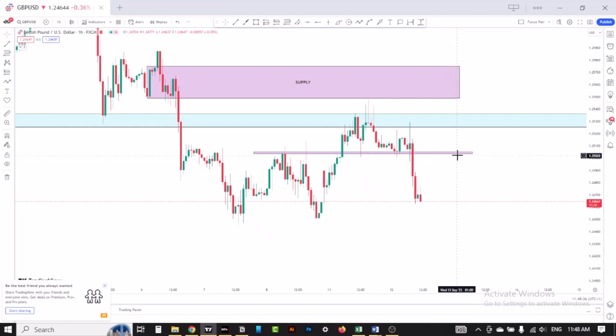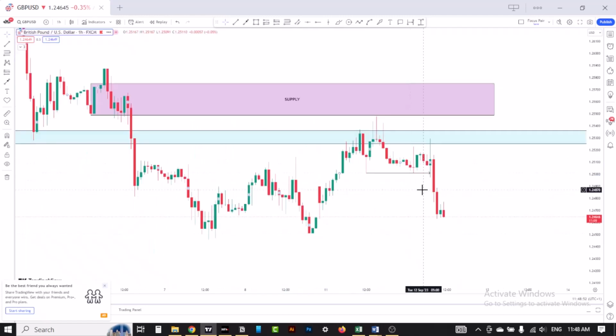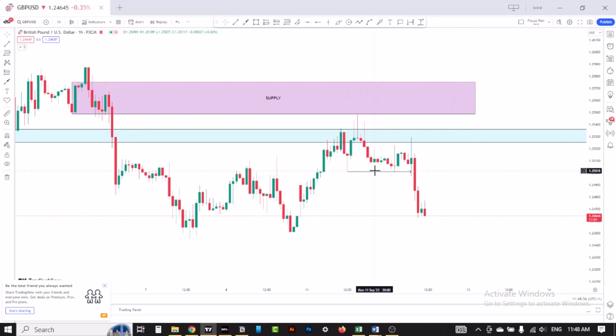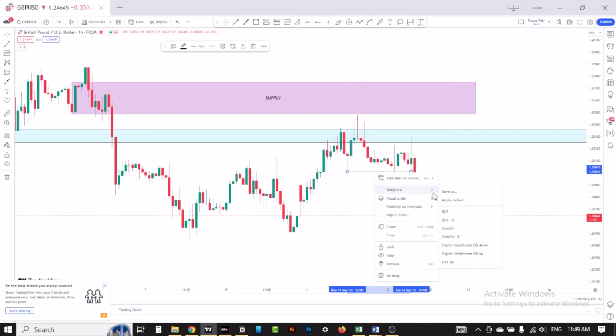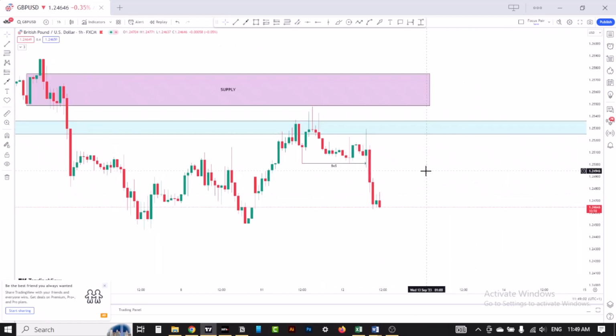If this structure, let me remove the structure first. I'll be looking at break of structure, like this low here. You can see there's a break here. Is that a break? No, that was an equal low. You can see there's a break here. I failed to enter this trade when this break happened. Now I have a break of structure here.